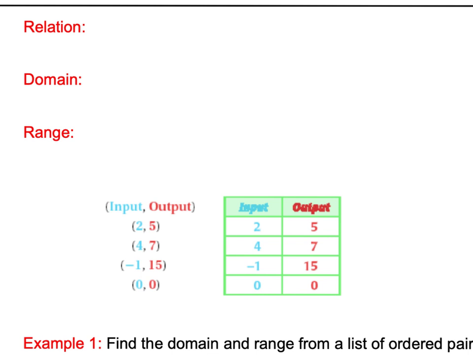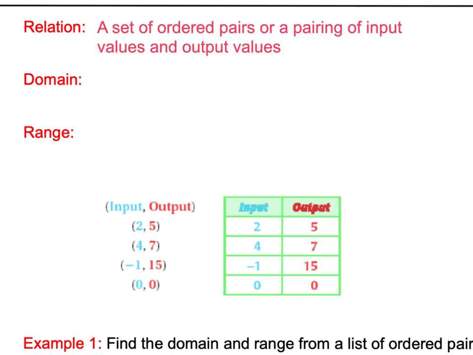Our first vocabulary word is the word relation. Now don't overthink it. A relation is simply a set of ordered pairs. Sometimes people like to define it as a pairing of input values and output values. Take a minute to write that down. Then we get more specific, and we talk about domain.